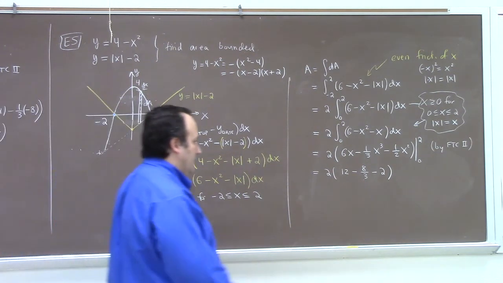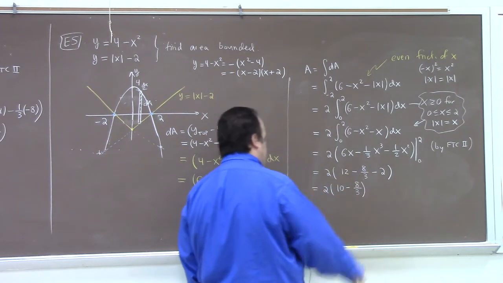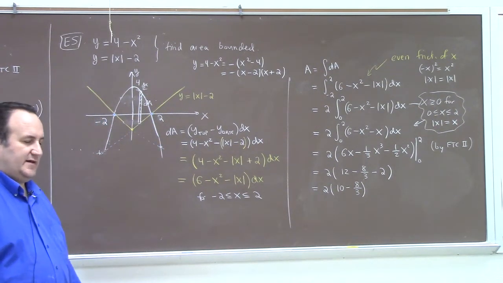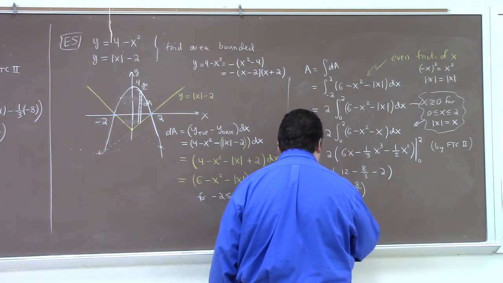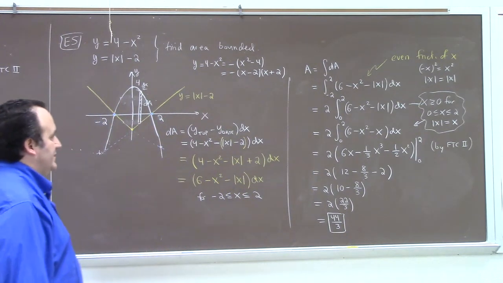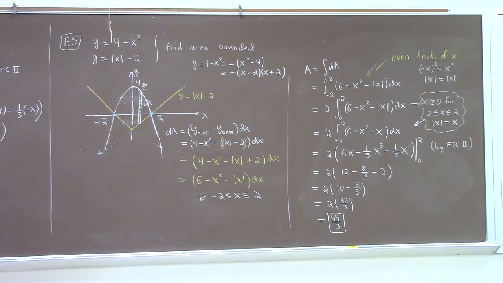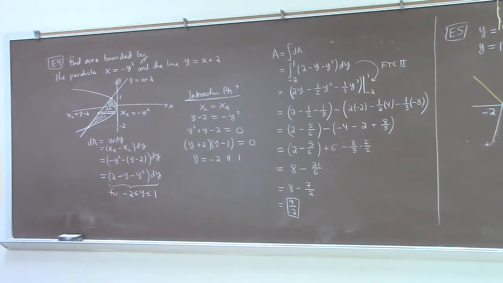So that's 2 times 10 minus 8/3. Well, 10 is 30/3, so 30 minus 8 is 22/3. So I've got 2 times 22 over 3. So I believe we get 44 over 3, if I haven't made some silly arithmetic mistake. Any questions? So these problems are nothing to be scared of. If you have your basic integration down and you make your graph carefully, it's something you guys can do, right?